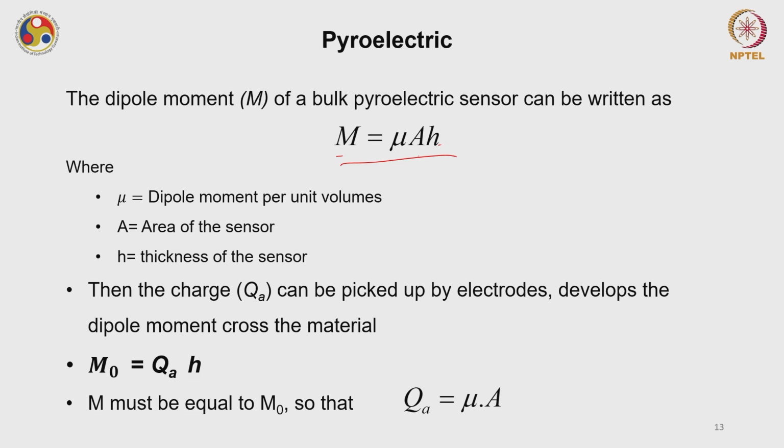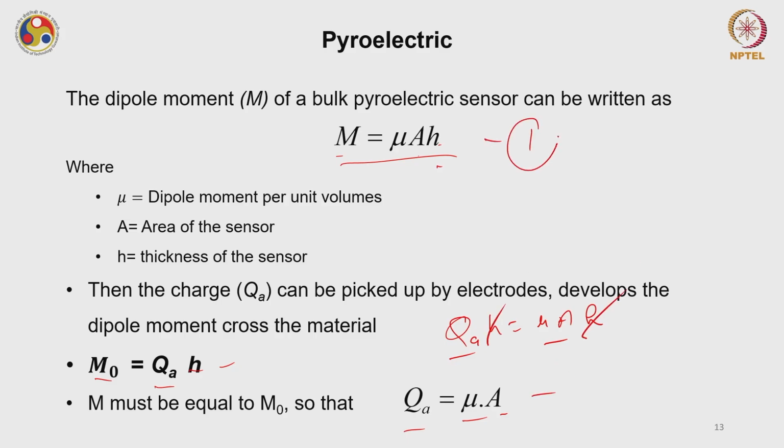The charge can be picked up by the top electrodes, which develops the dipole moment across the material. So, M0 can be given as Q_A times H, where again H is the thickness of the material. However, this M0 should be equal to M. Therefore, Q_A should be equal to mu times A, because if I compare the equations, Q_A times H is equal to mu times A times H. So, your Q_A is equal to mu times A.